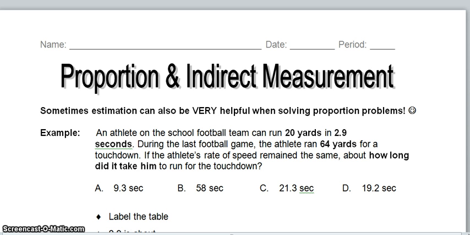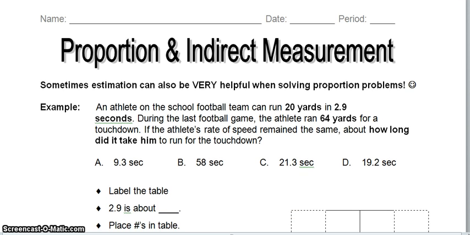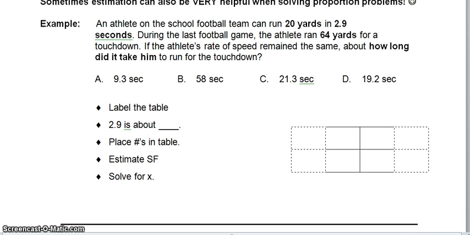Okay, so let's start with the first example on the first page where it says an athlete on the school football team can run 20 yards in 2.9 seconds. During the last football game, the athlete ran 64 yards for a touchdown. If the athlete's rate of speed remained the same, about how long did it take him to run for the touchdown? Okay, so the first thing you're going to do is label the table.